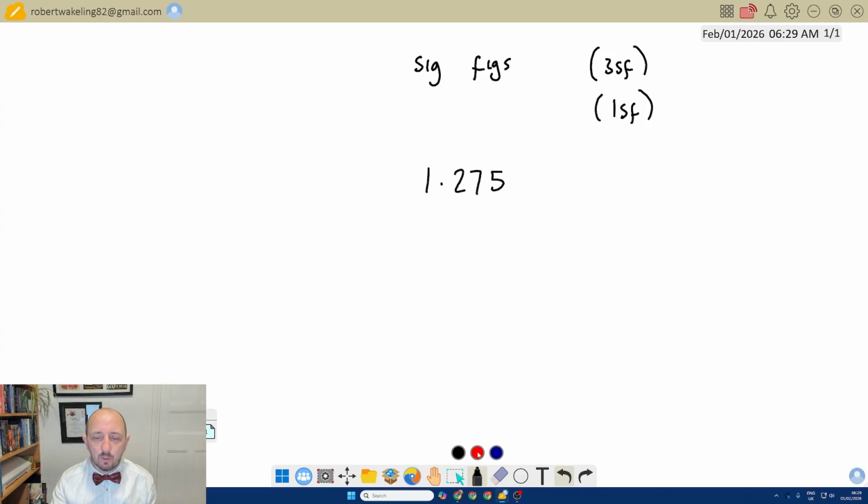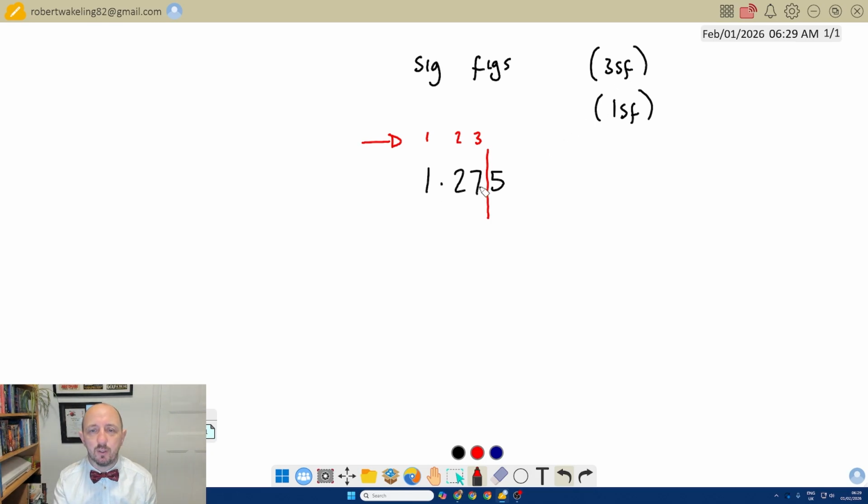Okay, we start counting our significant figures from the left. So left to right, 1, 2, 3. All of these digits here are significant figures, 1, 2, 3. And we just cut our number off at the third significant figure in this case.